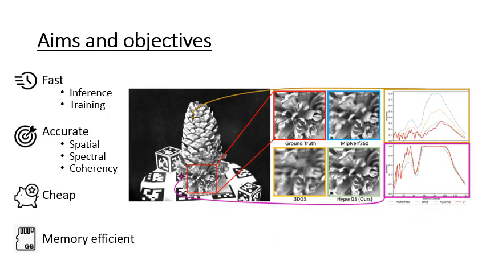So what are our aims and objectives with actually accomplishing this project? We want fast rendering, short training speeds, and efficiency on the GPU memory.